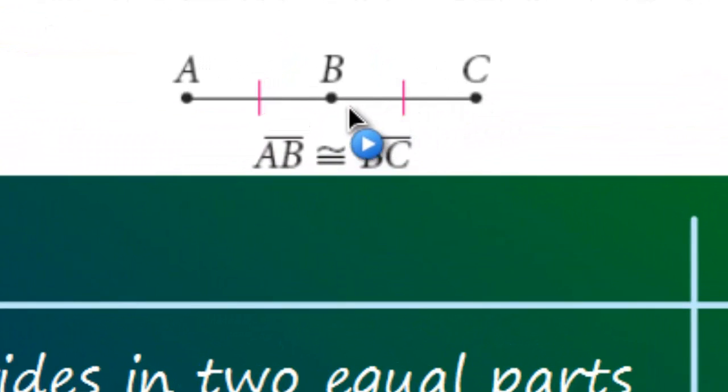If you look at the entire segment here, B is in the middle, so that means that AB, this segment over here, is congruent to BC. And notice these tick marks. Each segment has 1 tick mark, which means that these 2 segments are equal in length. That's what those tick marks mean.